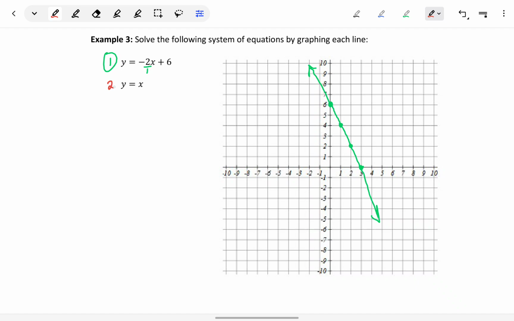And then we'll move on to our second equation, y equals x. Keep in mind that this is the same thing as y equals 1x, or even 1 over 1x, plus 0. So our y-intercept will be at 0, 0, and then our slope will be up 1 over 1. So we'll go up 1 over 1 to find the next point. Repeating that one more time will give us that point of intersection between these two lines.